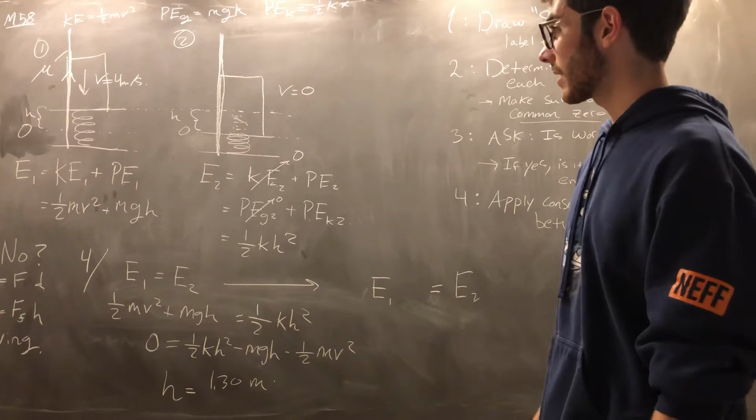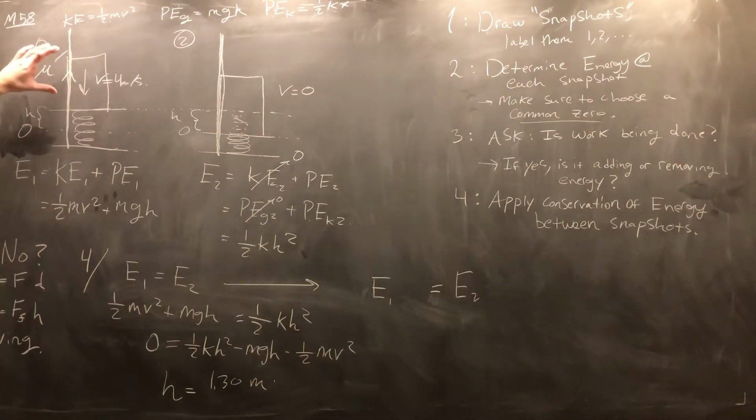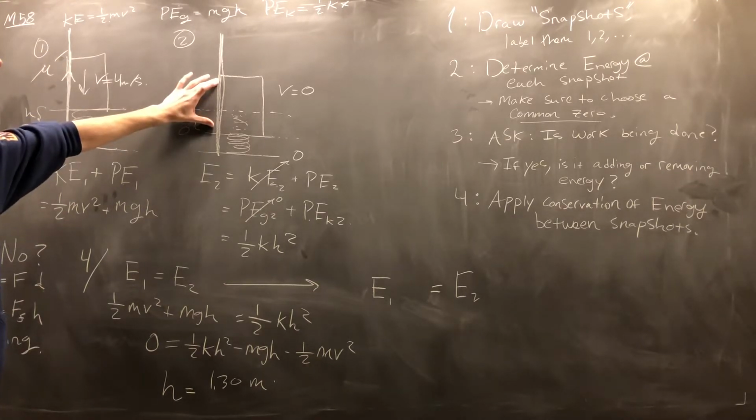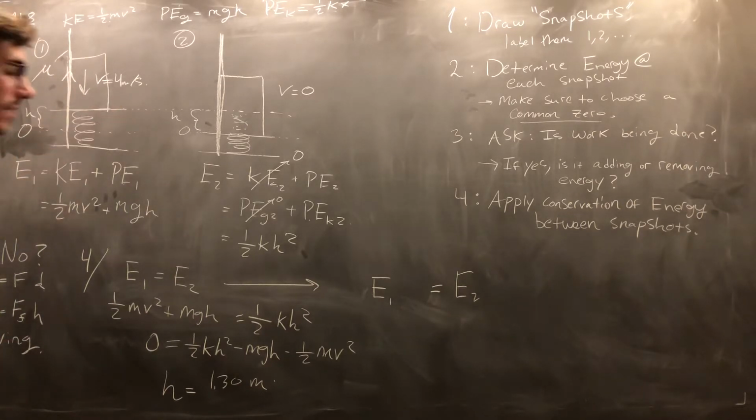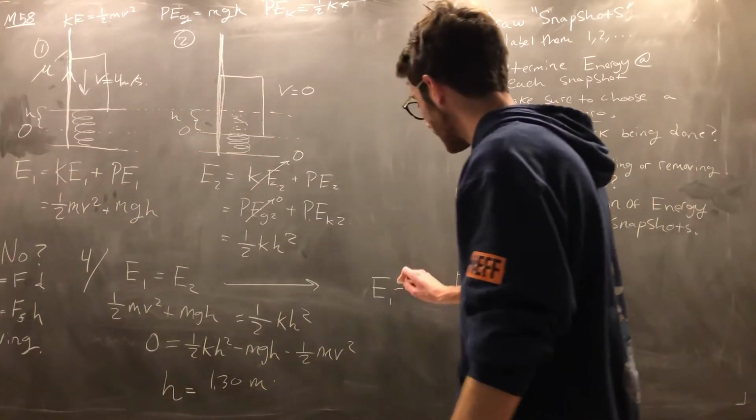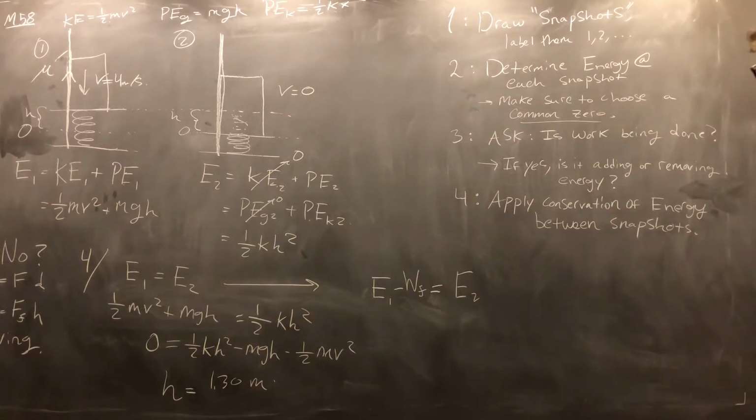And if we think about it like this, the energy here is E1, and the energy here is E2. And if some work is being done on the system as the system transitions from 1 to 2, then the energy at 2 is going to be less than the energy at 1, because as 1 has transitioned to 2, it has lost some energy due to friction. So we write E1 minus the work done by friction is equal to E2. And this makes sense, right?